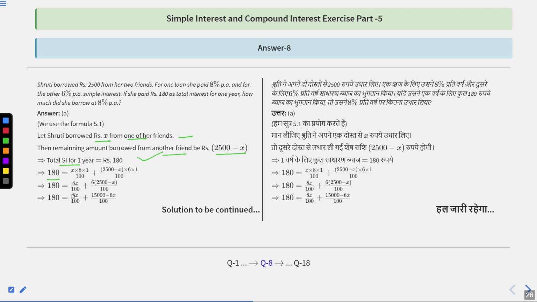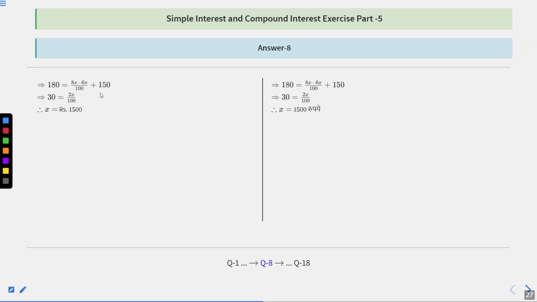So when we calculate it, we get the value of X. Solution to be continued. Now when we calculate it, it will become 180 equals 8X minus 6X upon 100 plus 150. When we solve it, we get the value of X, which is 1500. Clear? Next one.